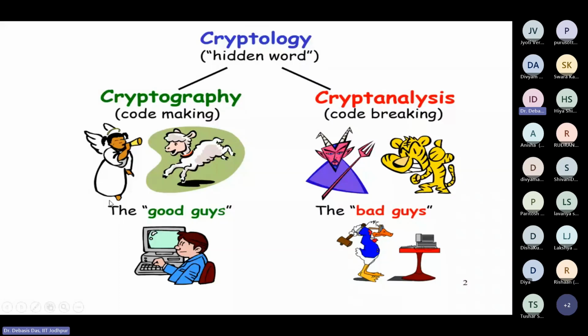In general, code breaking means the bad guy, but sometimes the good guy also wants to know. So if any security engineer, security developer, or cyber security analytics person, they go through both phases, cryptography and cryptanalysis, meaning code making and code breaking. And this combination is called cryptology.